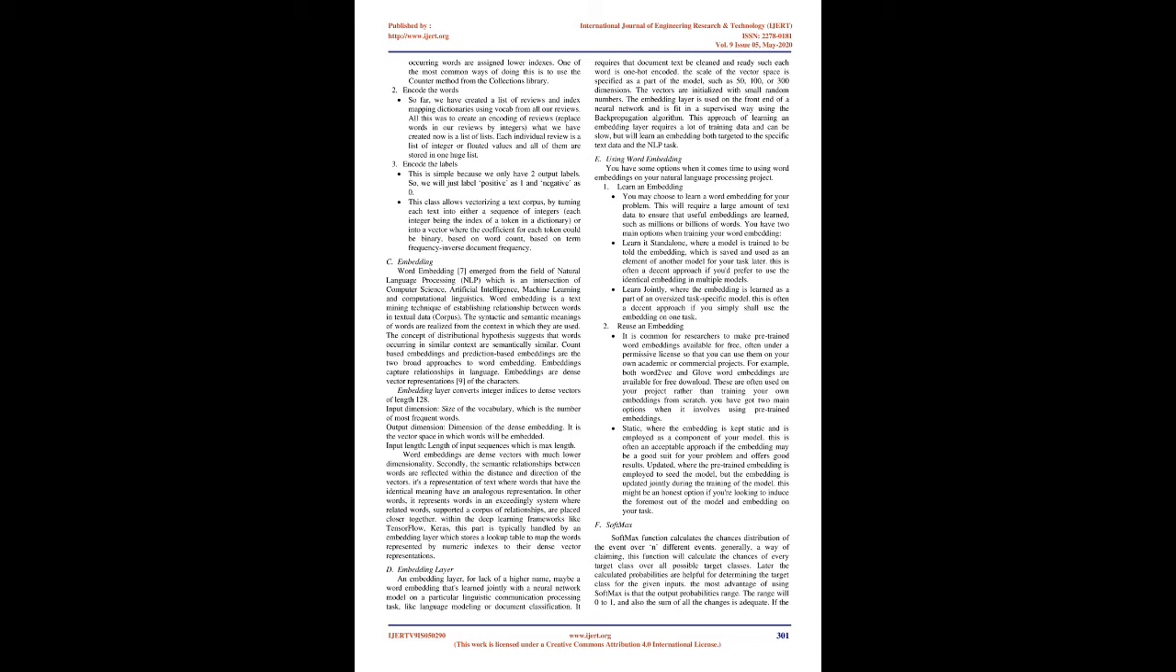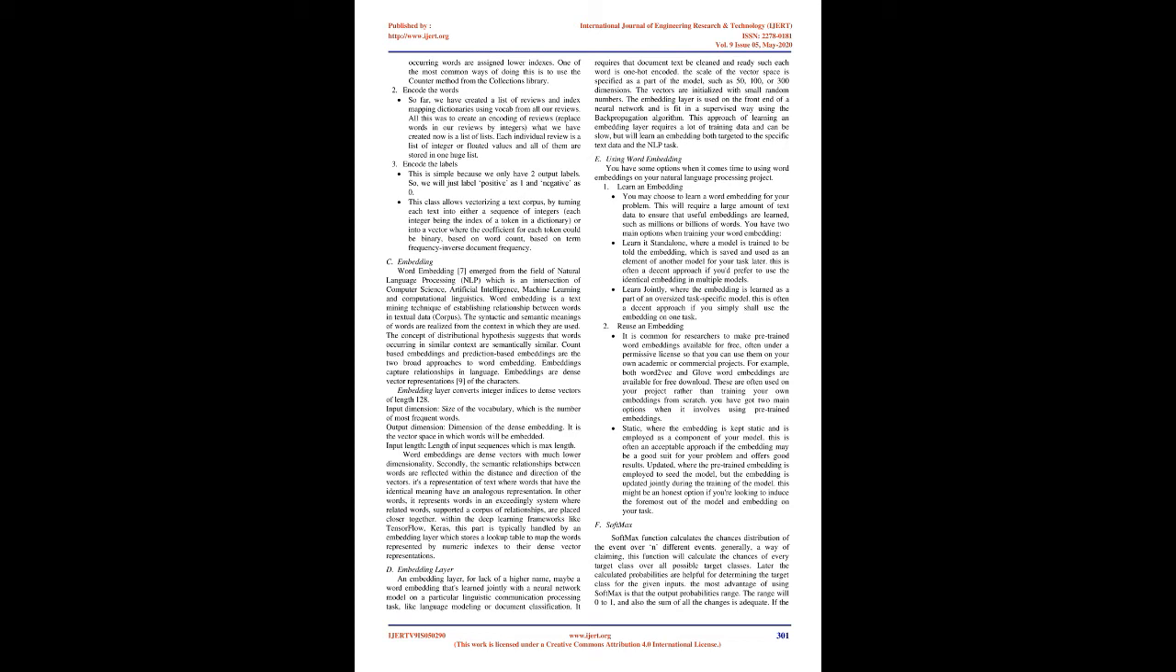The embedding layer. An embedding layer, for lack of a better name, is a word embedding that's learned jointly with a neural network model on a particular natural language processing task, like language modeling or document classification. It requires that document text be cleaned and prepared such that each word is one-hot encoded. The size of the vector space is specified as part of the model, such as 50, 100, or 300 dimensions. The vectors are initialized with small random numbers.